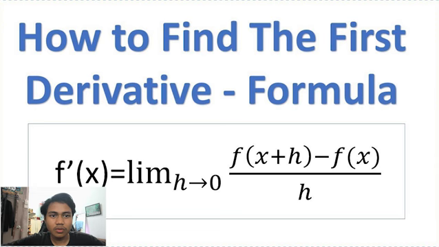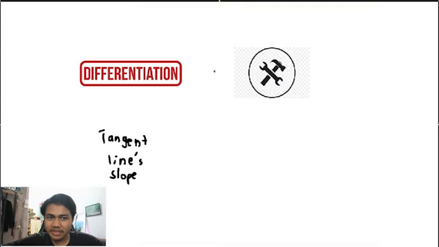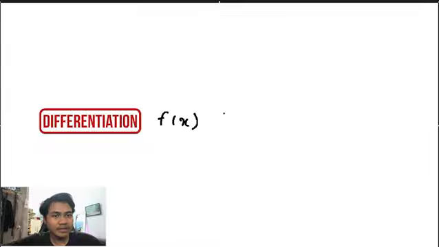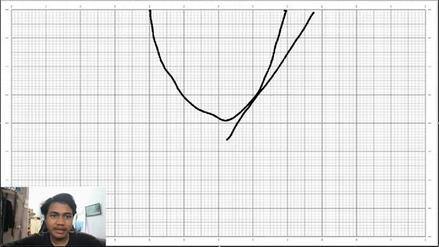So, what is the ultimate relationship between them? Differentiation is the tool and the tangent line slope is the result. When you differentiate a function, you get a slope generator called a derivative. Plug in any point on your curve and it tells you exactly how steep your tangent line is.